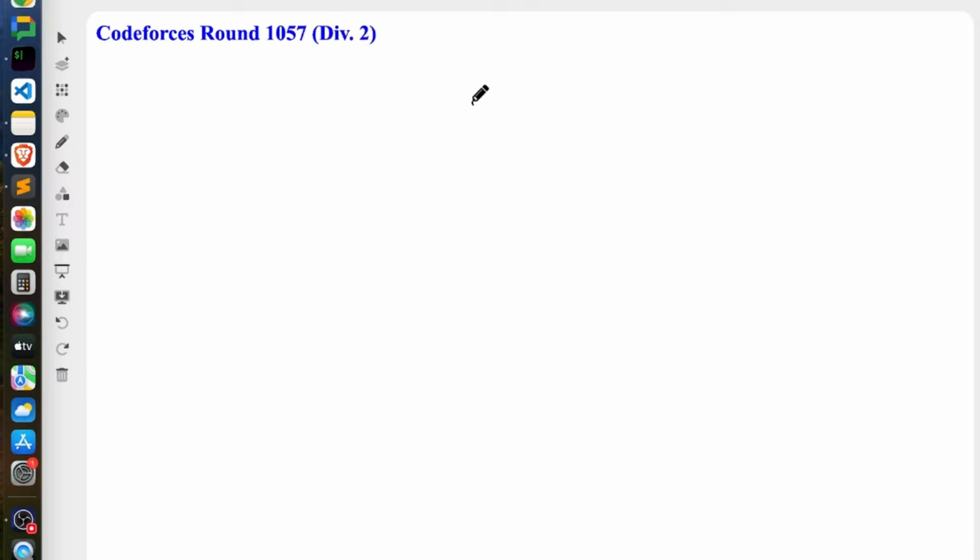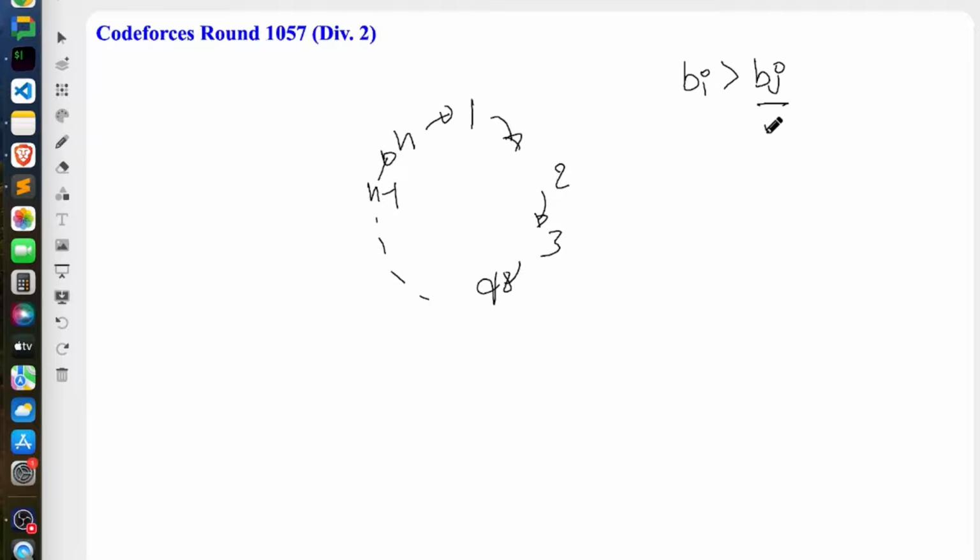So in this problem, let's say there are n trees, 1, 2, 3, 4, up to n minus 1, then n, and then 1. This is the movement. You start from 1, then 2, then 3. And one more condition: the number of movements is infinite. You can move an infinite number of times, and my current beauty b of i has to be more than b of j, where b of j is the beauty of the previous apple you ate.